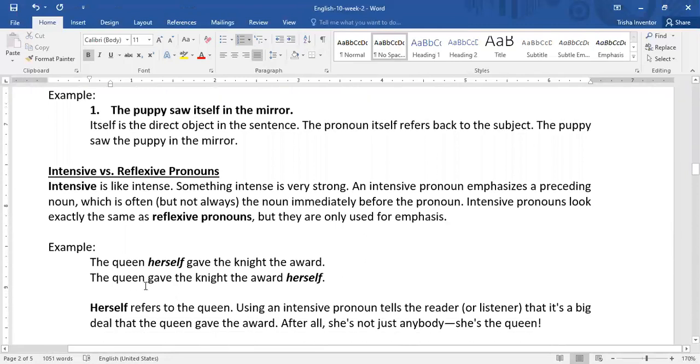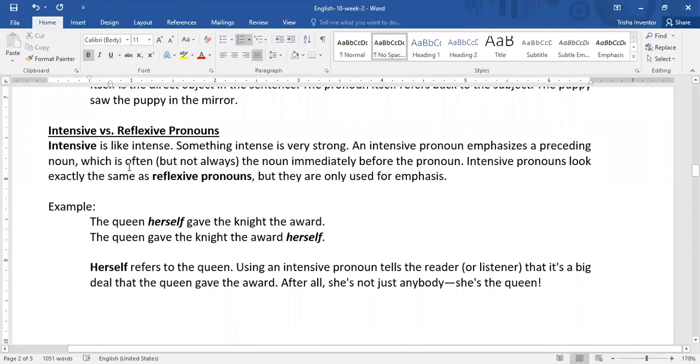Now we have intensive pronoun. So, intensive pronoun is very strong, is intense, because intensive pronouns are used for emphasis.